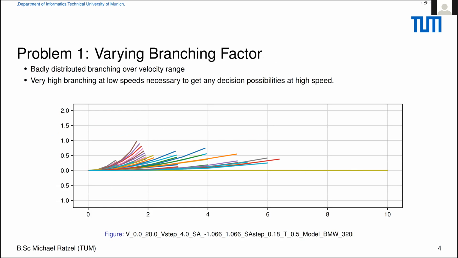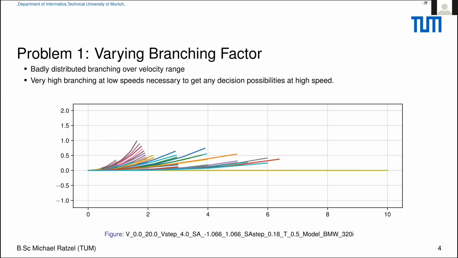So the first problem I saw is that the branching factor varies a lot. In the low velocity range, we have a lot of decisions for the car because a lot of those trajectories connect. And the faster the vehicle goes, the fewer possibilities there are for the car. So for example, this is the motion primitive file used in the tutorials, and it has a high branching factor in the low velocity range and bad connectivity in the top one.